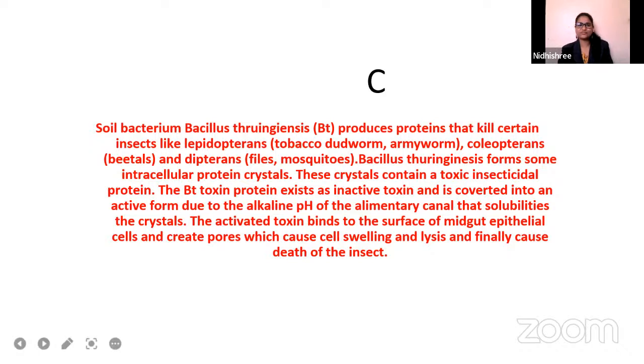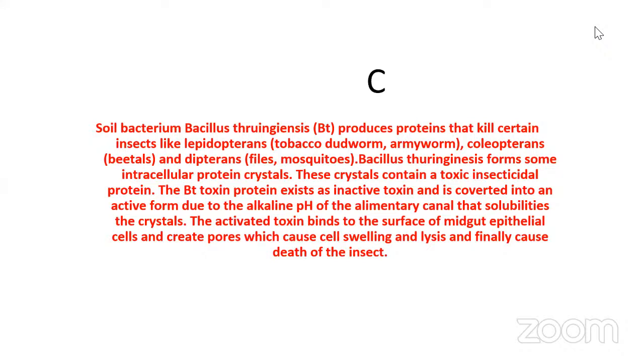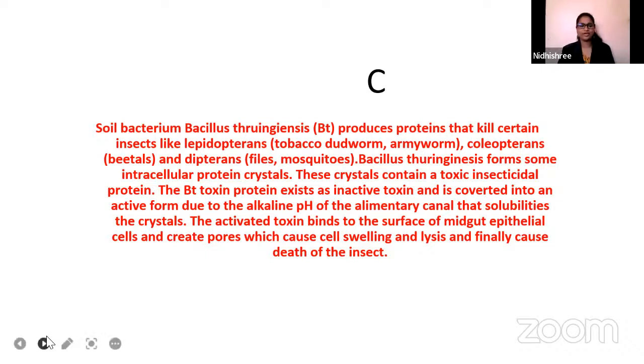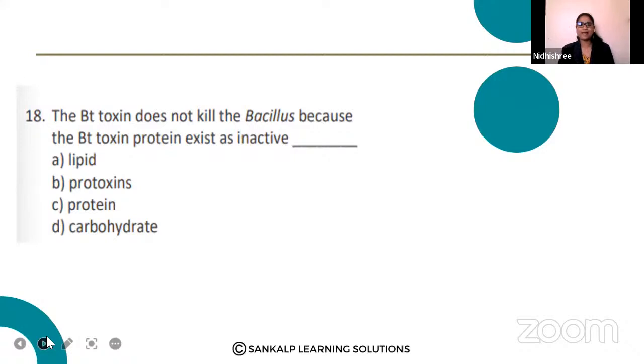Read this. Take 2 minutes of time. Okay, let us proceed to the next question. The Bt toxin does not kill the bacillus because the Bt toxin protein exists as. They are asking why the Bt toxin does not kill the bacillus bacteria itself, because it contains what? Option A, lipid, option B, protoxins, option C, protein, option D, carbohydrate.